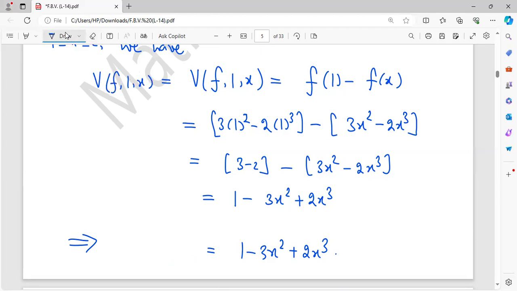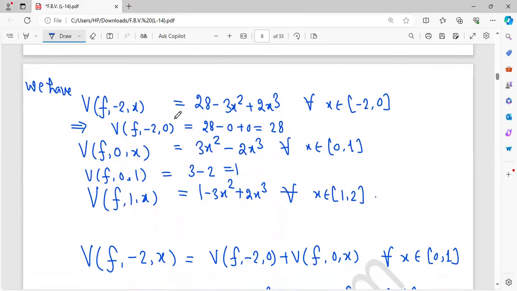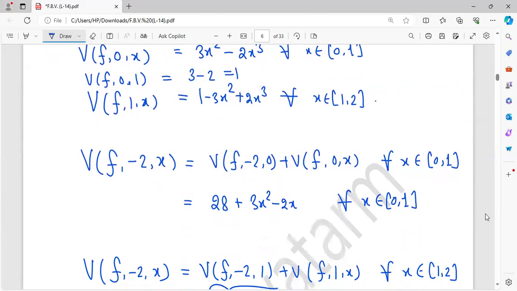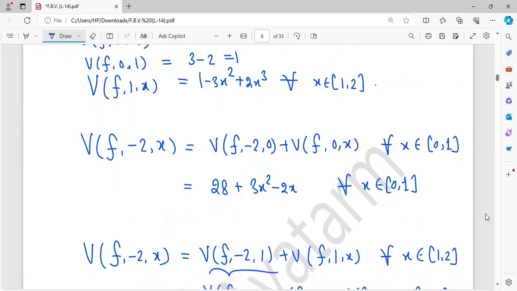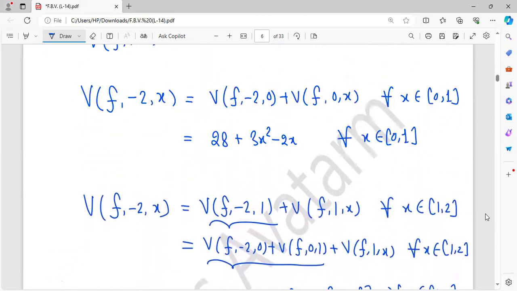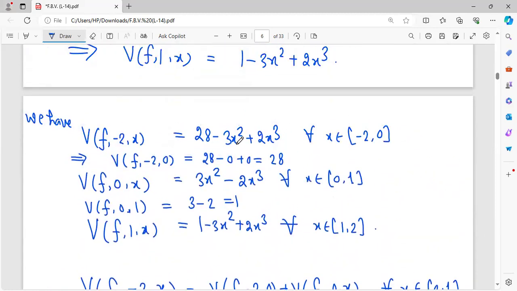BF 1 to x. Okay. So we have already calculated this. Then we write everything here, and we calculated BF minus 2x where x belongs to the closed interval 0, 1, and we calculated BF x minus 2x where x belongs to 1, 2. So BF minus 2x, x belongs to minus 2 to 0 is already calculated. No need to write it, okay? Because this is here.